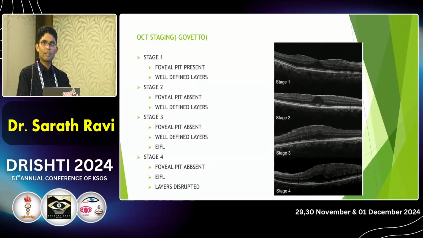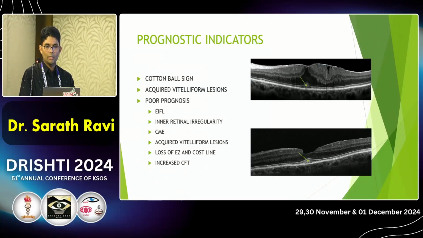Stage 1 is where you have the foveal pit being present. Stage 2 is where the foveal pit is absent and the layers are distinct. In stage 3 you have an additional ectopic inner foveal layer. And in stage 4 you have the layers getting disrupted.